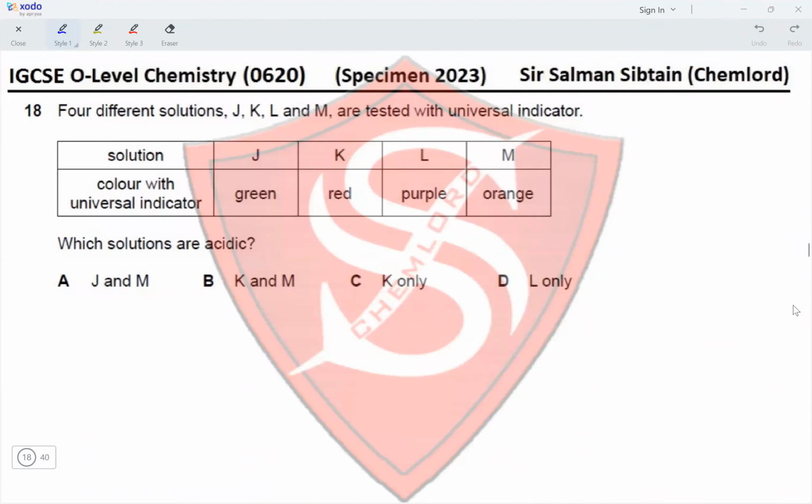Question 18. 4 different solutions J, K, L, and M are tested with universal indicator. So solution J is green, that means it is neutral. Solution K is red, that means it is acidic. Solution L is purple, that means it is basic. And solution M is orange, that means it is acidic.